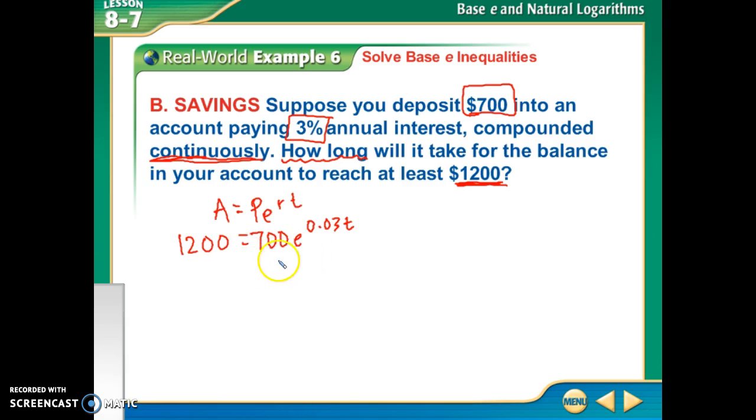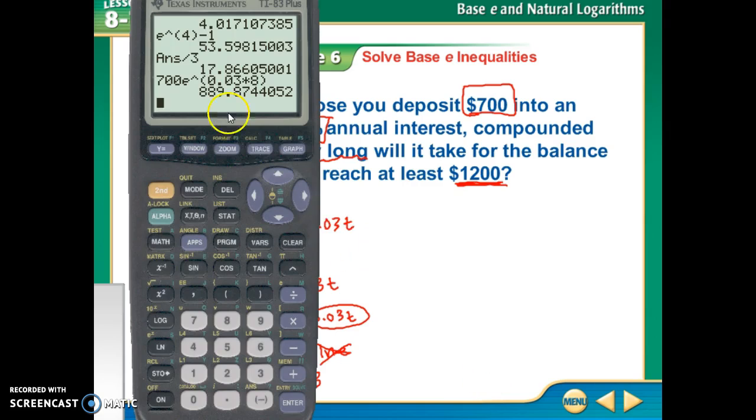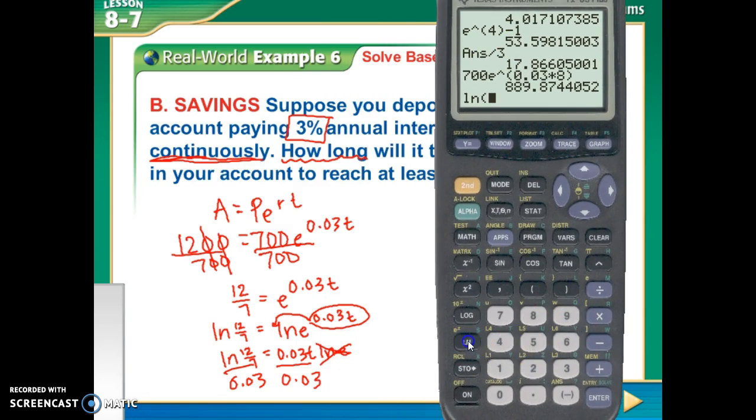So eventually I'm going to take a natural log of both sides. But before I do that, I'm going to divide by 700. All right, my zeros cancel. I'm going to leave it as 12 over 7 because that's going to be an ugly decimal to work with, and I'd be rounding really early. So I'm going to leave that as 12 over 7 equals e to the 0.03t. Take my natural log of both sides. All right, my exponent can go out in front. And then natural log of e goes away. So to get t by itself, I just need to divide by 0.03. So go to my calculator. We've got natural log of 12 divided by 7, close that parentheses, divided by 0.03. So we get 17.97 years.